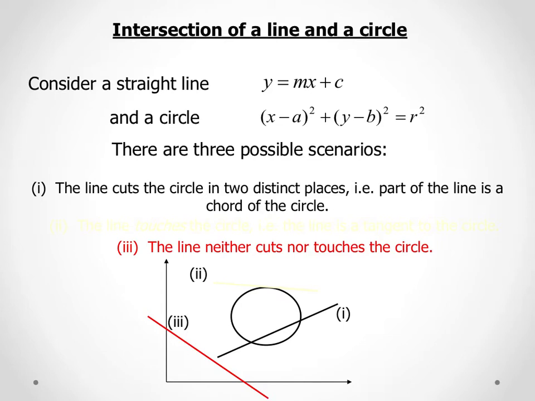And the third option is this red line here, where the circle and the line don't intersect at all. The line doesn't touch the circle. And so if we want to find out which one of these three options is applicable, then we can simply try and solve the equation of the line and the equation of the circle simultaneously and see whether we get two solutions, one solution, or no solutions.